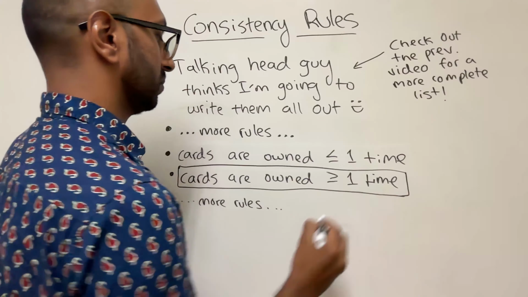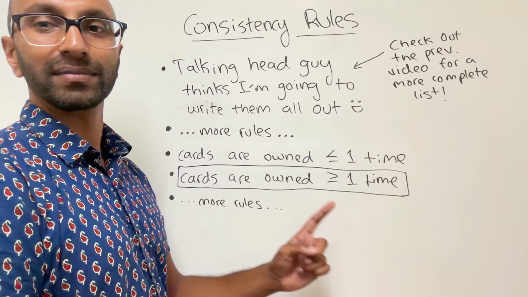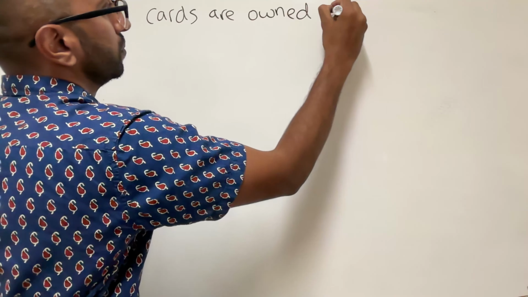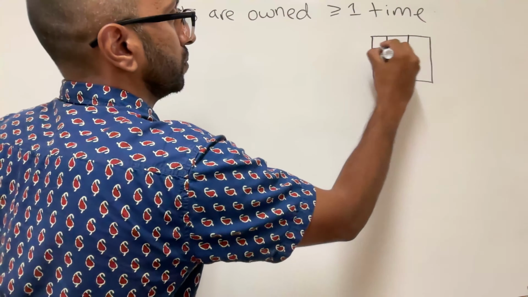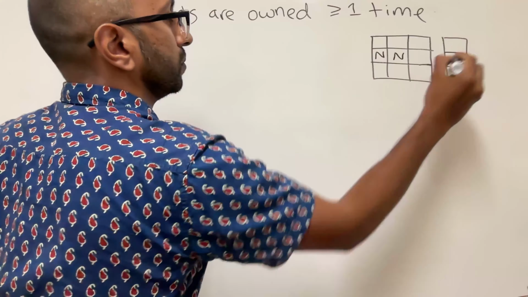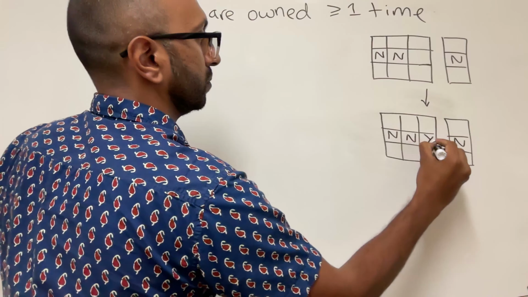Okay, so we did that one consistency rule. Let's try another one. I think this one will be a little bit more complex. So this consistency rule says that a card must be owned at least one time. Recapping again, basically what that means is if there are Ns in every single row for a particular card, this time let's not forget the case file, then that last blank cell must be a Y.